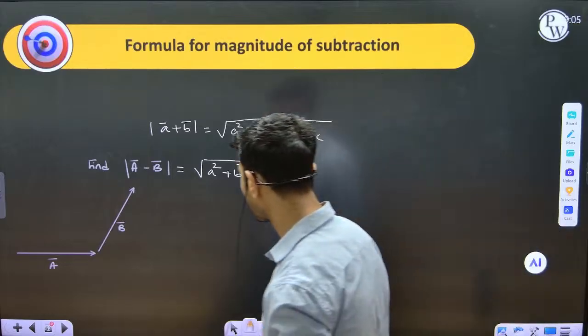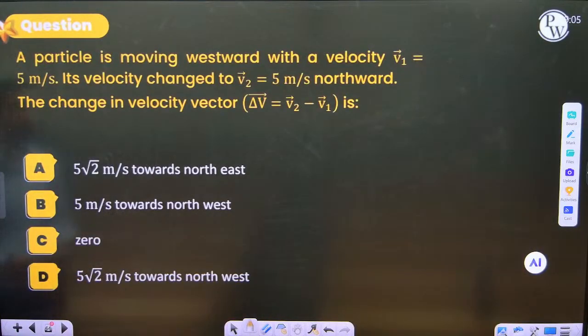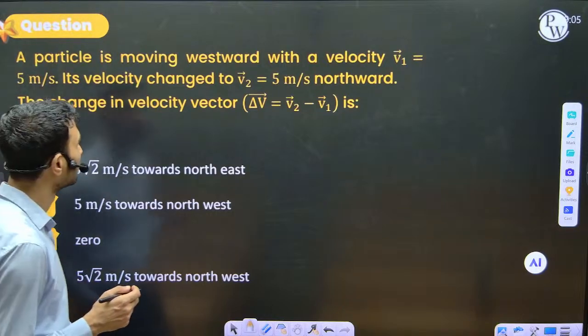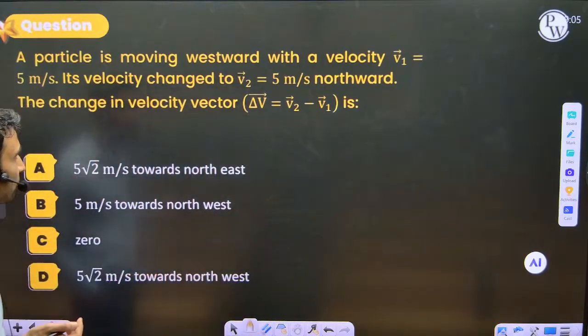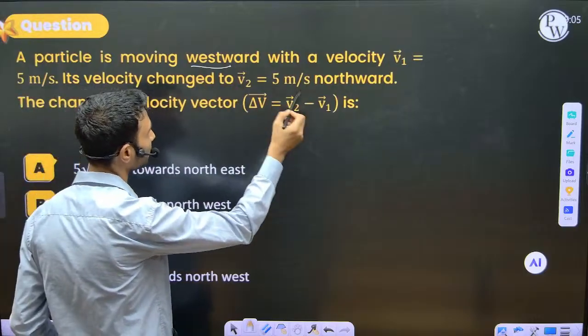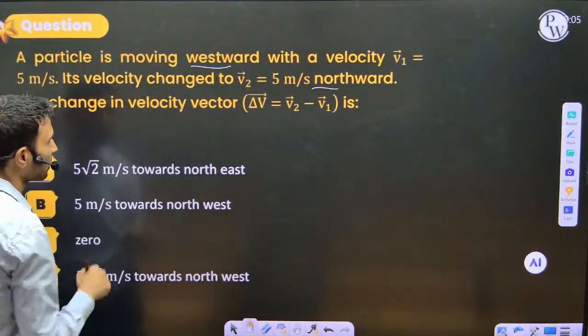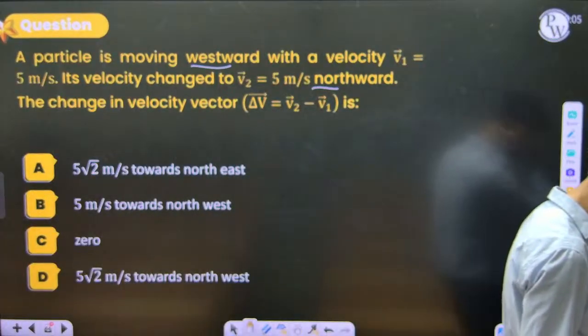Right, so let's go ahead. Now a particle is moving with 5 meter per second westward, and its velocity changes to 5 meter per second northward. So initially it is moving westward, then it changes to northward. The change in the velocity you have to find out. What will be the change in the velocity?